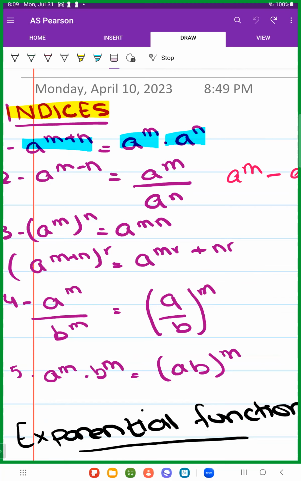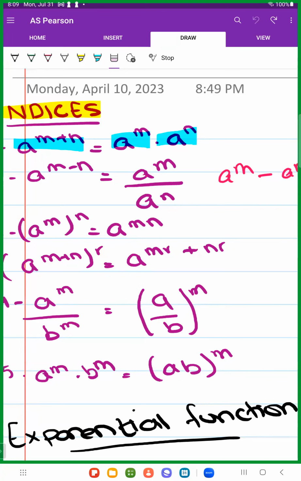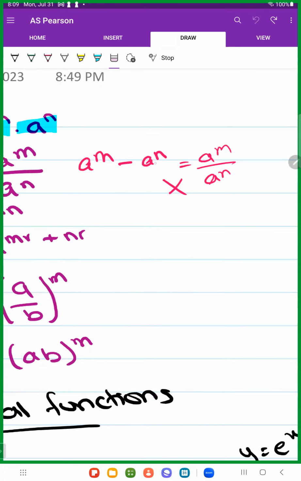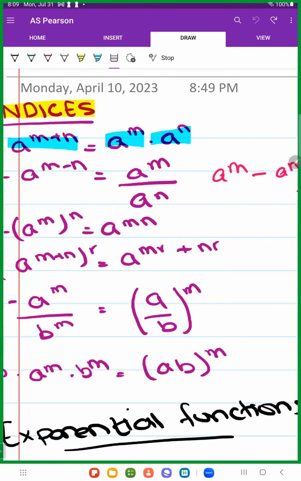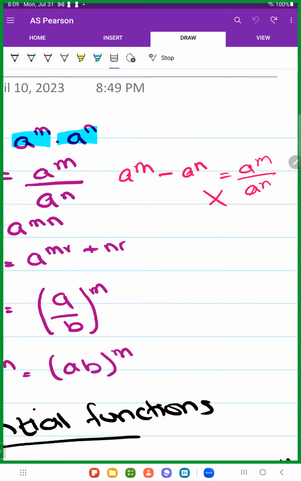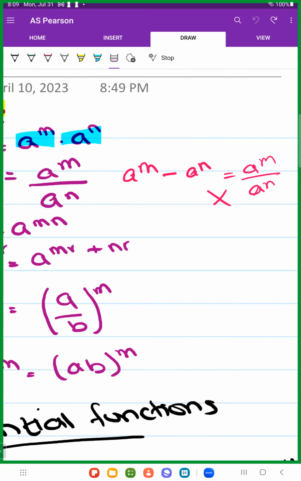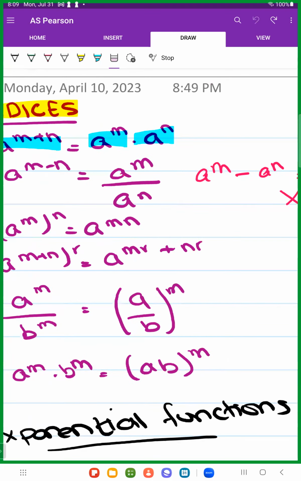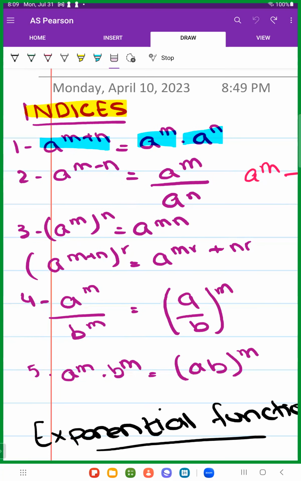Now a to the power m minus n. There's a minus in the power, so this equals a^m upon a^n. The bases remain the same and they get divided. But this is not equal to a^m minus a^n, because here the minus sign is not in the power. The minus sign has to be in the power for it to be divided. Then we have a^m, and a whole bracket to the power n. In this case, the powers become multiplied, so it becomes a^(mn).